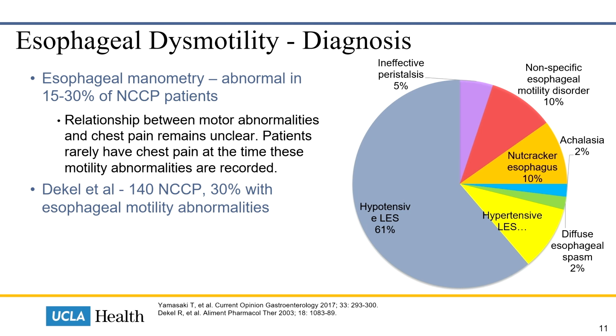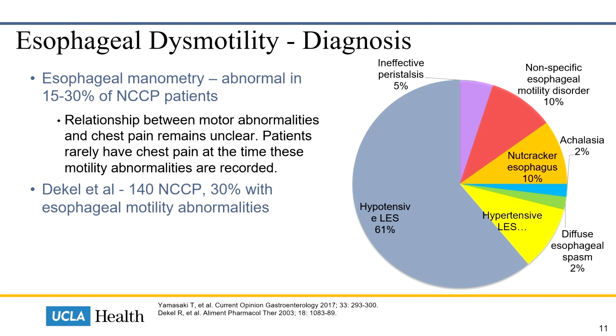So this was the actual breakdown among those 30% of patients with esophageal motility abnormalities. This was the specific breakdown. What counted as an esophageal motility disorder: they counted hypotensive lower esophageal sphincter, hypertensive lower esophageal sphincter, and also this kind of mixed bag group of nonspecific esophageal motility disorder. And these would not actually be considered major motility disorders under our current Chicago classification.